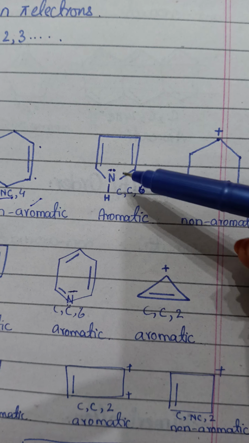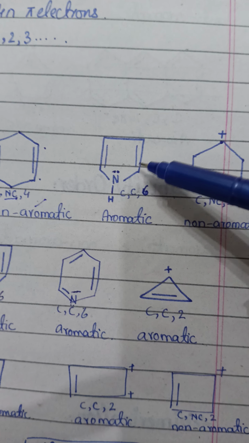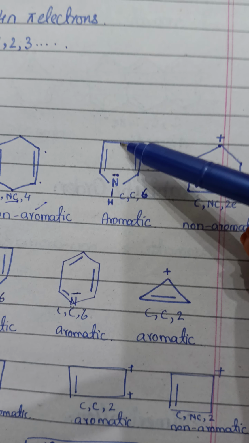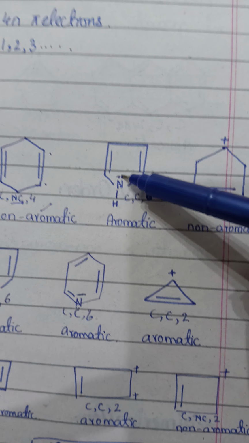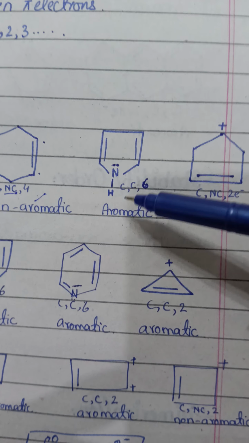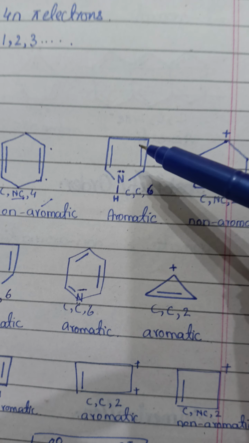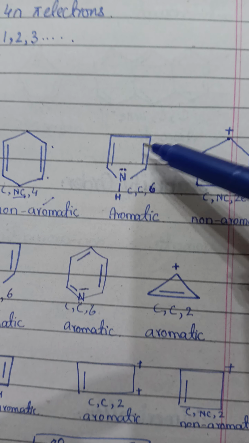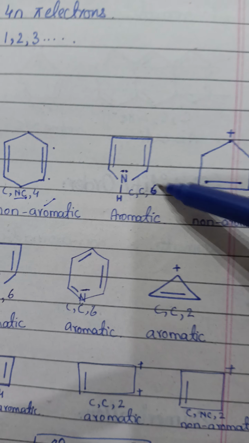Now we have another structure. You see that it is cyclic, so we write C. Then we see whether it is conjugated or not. So see, it is sigma pi sigma lone pair sigma pi sigma. So we see that it is conjugated. Then we count its pi electrons. The number of pi electrons is 1, 2, 3, 4, 5, 6. So it has 6 pi electrons.